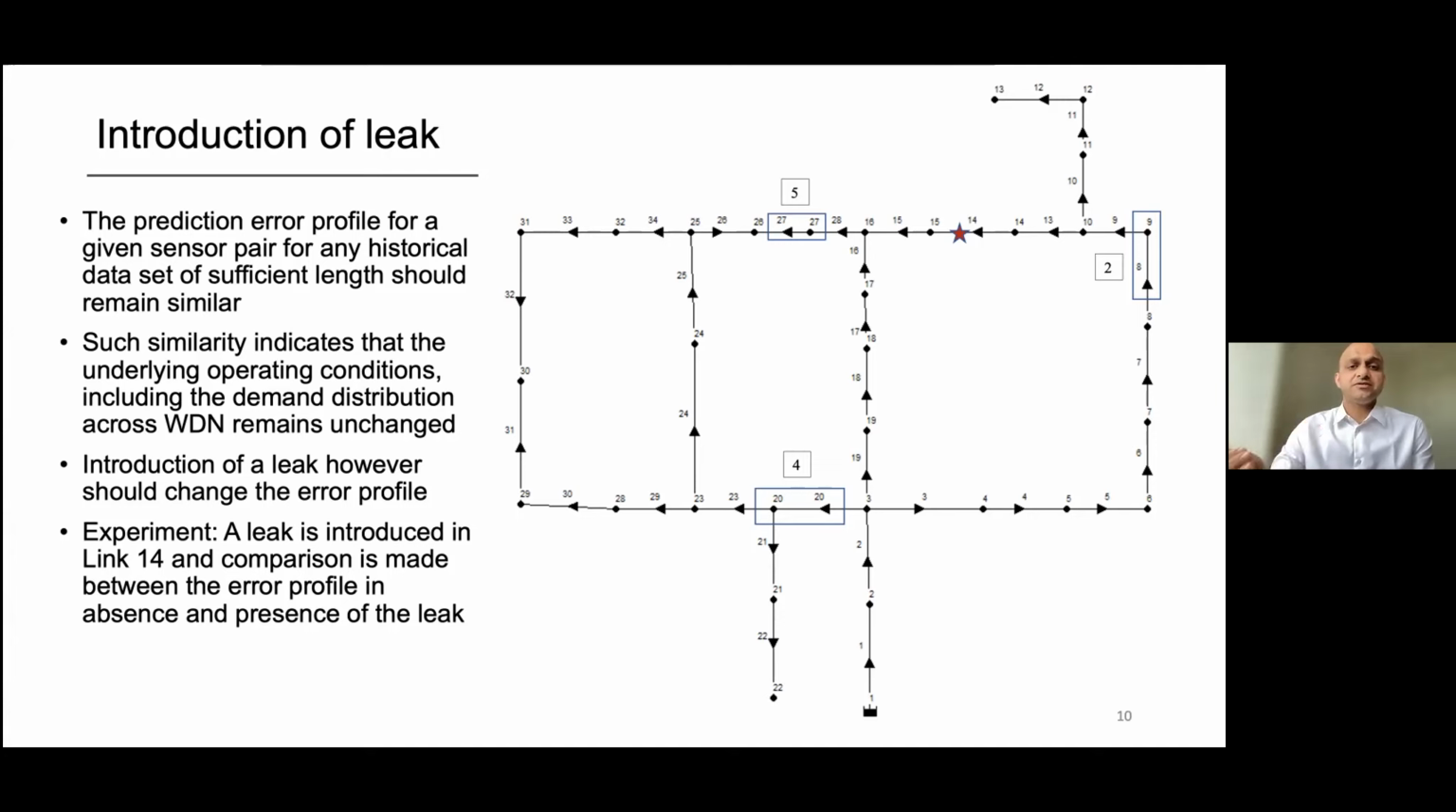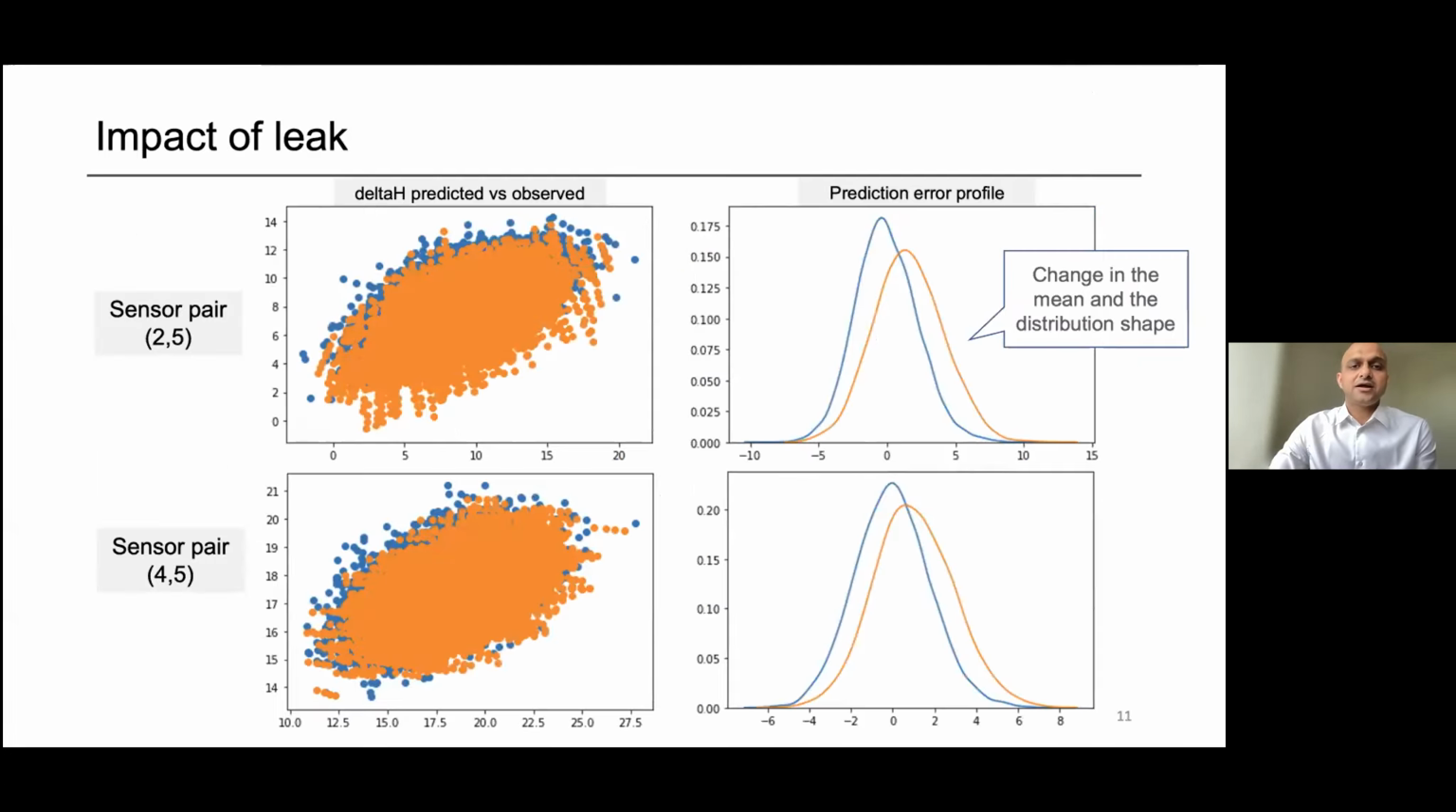Then on an everyday basis, our model will predict pressure drops between these sensor pairs with an inaccuracy, but the inaccuracy itself should have a pattern. And that's where we say that if there is an anomaly, if suppose there is a leak or there is a theft, we expect this error profile to change. So with that, we did certain experiments.